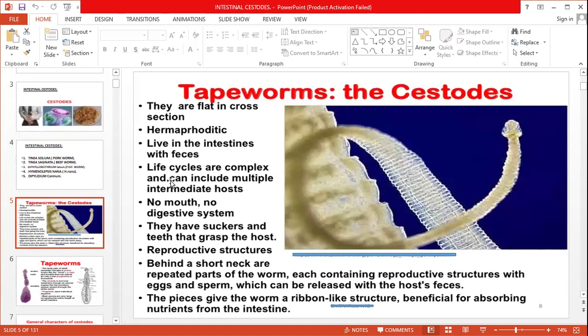They live in the intestine and are passed with feces. The life cycles are complex. They have no mouth and no digestive system. They have suckers and sometimes hooks, and they grasp the host's intestinal wall. Behind the short neck are repeated parts of the worm, each containing reproductive structures with eggs and sperm, which can be released with the host feces. The ribbon-like structure is beneficial for absorbing nutrients from the intestines.